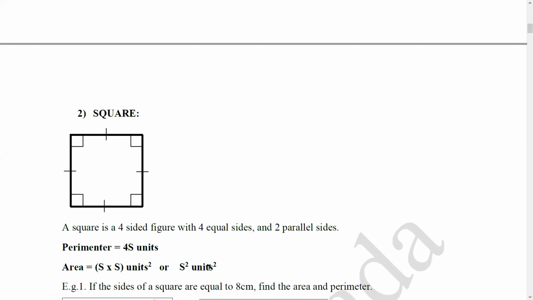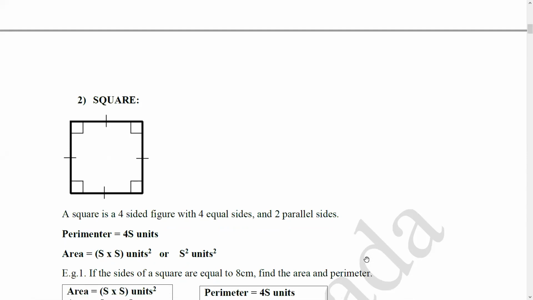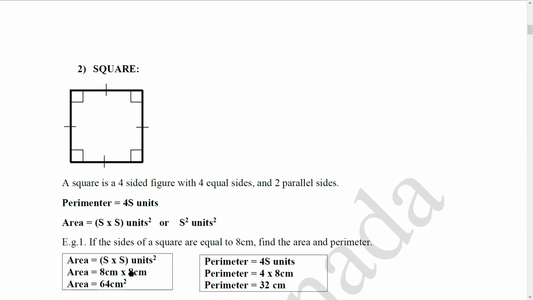So let's see the first example. If the sides of a square are equal to 8 centimeters, find the area and the perimeter. So let's see. The area, of course, it's side by side, unit squared. Always state your formula first. Then 8 by 8, which is 64 centimeters squared. So our area is 64 centimeters squared.